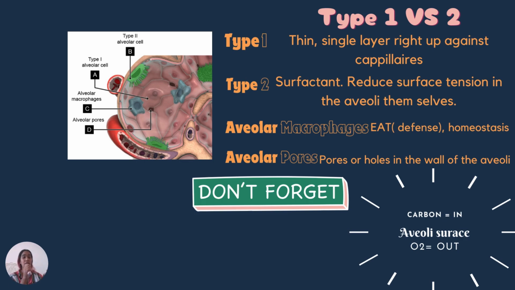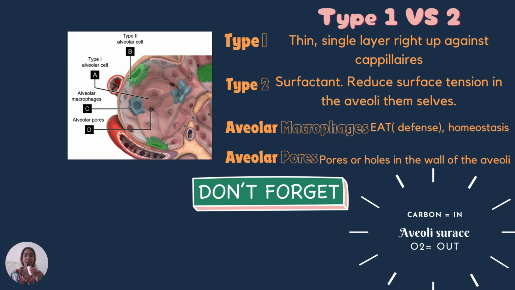So type 1 versus type 2. Type 1 is thin, a single layer, right up against the capillaries. Think type 1, simple, very simple, to help you remember it. They're thin, a single layer, right up against the capillary arteries.